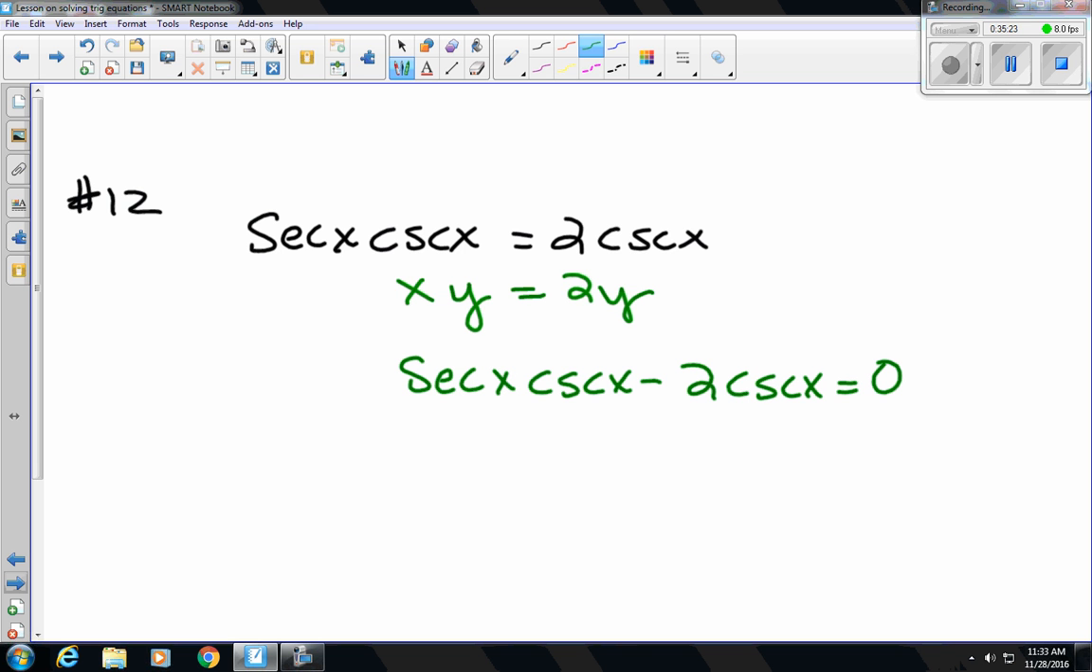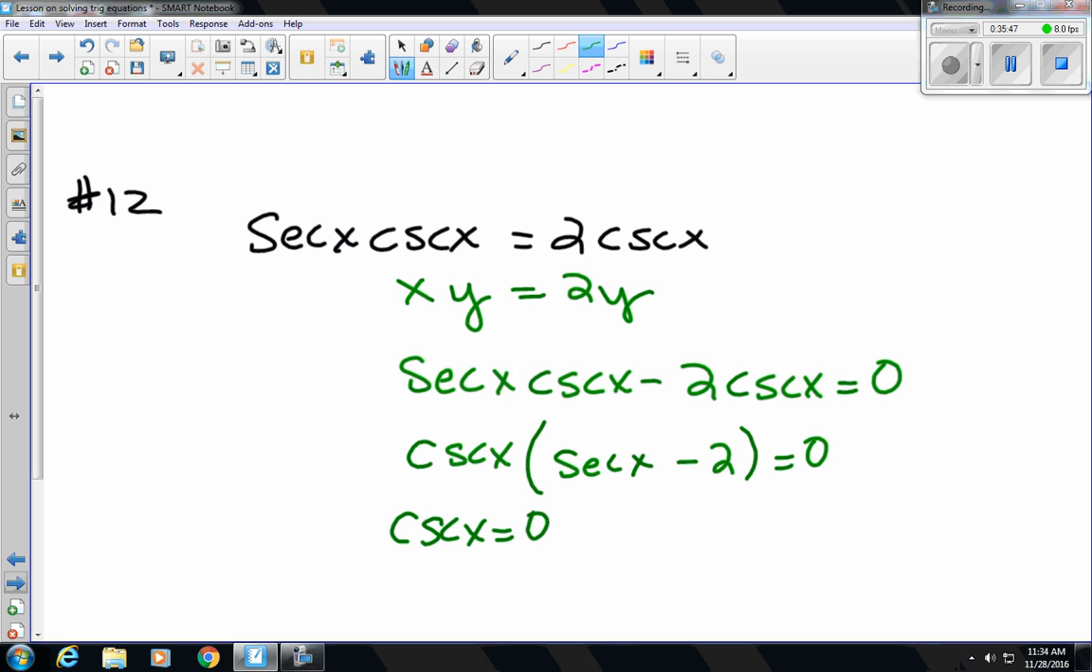Okay, now I can factor out a cosecant of x. So that's what I'm going to do. Cosecant of x, secant of x minus 2. Okay, so remember we take each part individually and set it equal to 0. So cosecant of x equals 0.